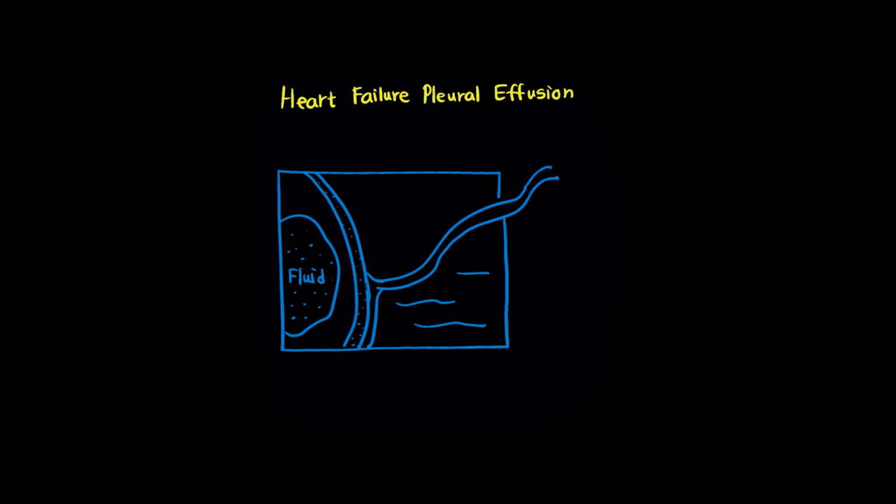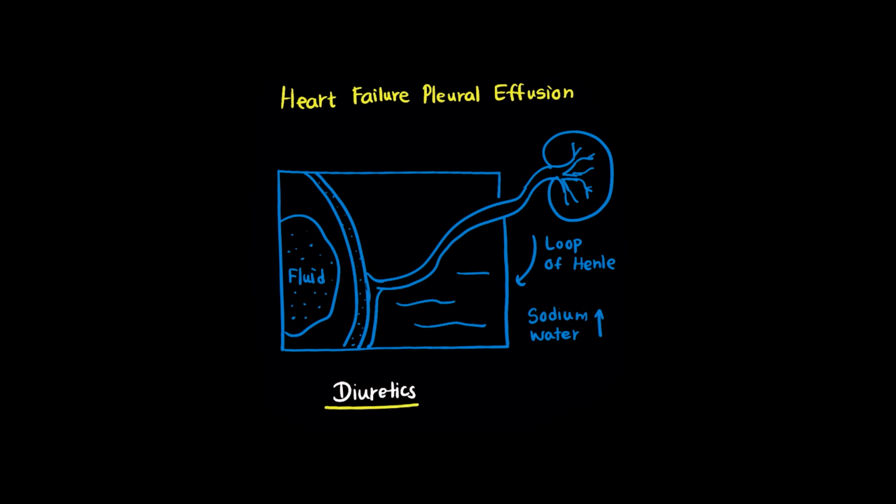Diuretics, particularly loop diuretics like furosemide, work at the kidney's loop of Henle to promote sodium and water excretion. By reducing total body fluid volume, diuretics decrease the hydrostatic pressure forcing fluid into the pleural space. This allows existing pleural fluid to be reabsorbed. The effect addresses the root cause rather than just draining the effusion. The correct answer is diuretics, because they treat heart failure-related pleural effusion by reducing volume overload, the underlying mechanism.